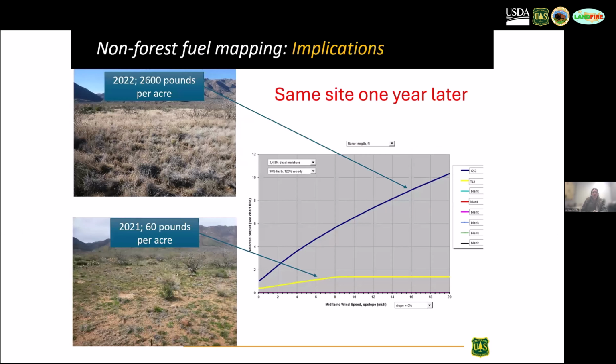In this example, we're looking at two different time periods of non-forested fuel mapping. You can see in the bottom image of the 2021 site, your fuel loading is much lower than the 2022. You have 60 pounds per acre versus 2,600 pounds per acre. And if you look towards the graph on the right, this really affects, in this case, flame length. So you can see that there's a big difference with nearly 50 times, not quite, but 40 times the amount of fuel. And this really affects fire behavior. So things can change very rapidly.